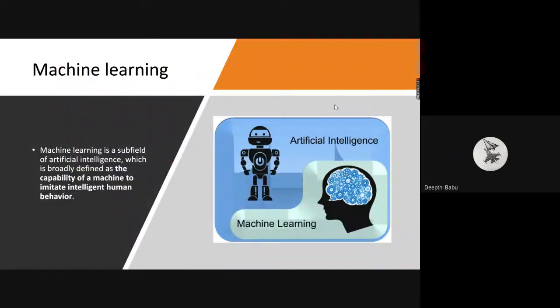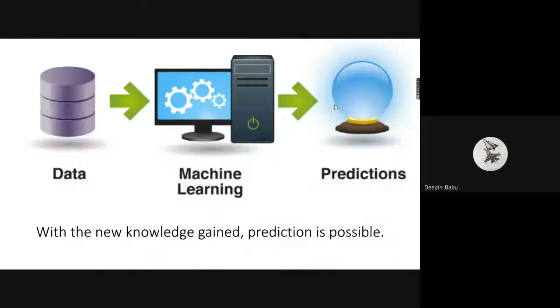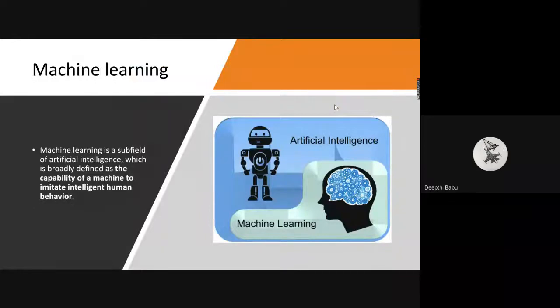The next one is machine learning. Basically you have the data and you give it to machine learning. So what is actually machine learning? The word itself explains itself. There's nothing too complicated in it. Basically there is a machine.